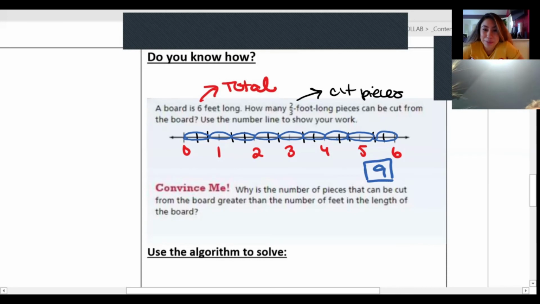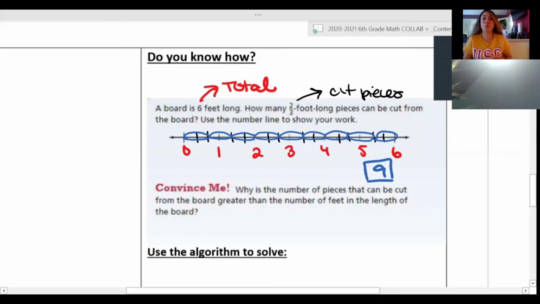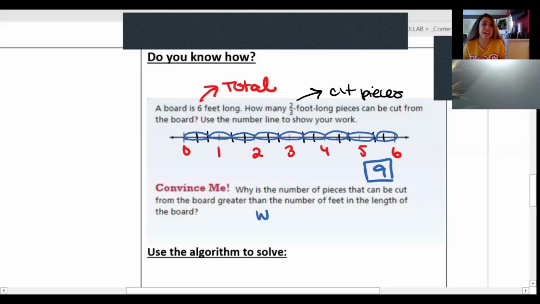So why is the number of pieces that can be cut from the board greater than the number of feet in the length of the board? Well, this is because we're grouping everything that we just cut this board into by 2s. So it doesn't matter, we're not saying that now we have 9 feet, we're saying that we have 9 2/3 foot long pieces that we could cut 6 feet into. Okay, so we're grouping our part to total of the 2/3.